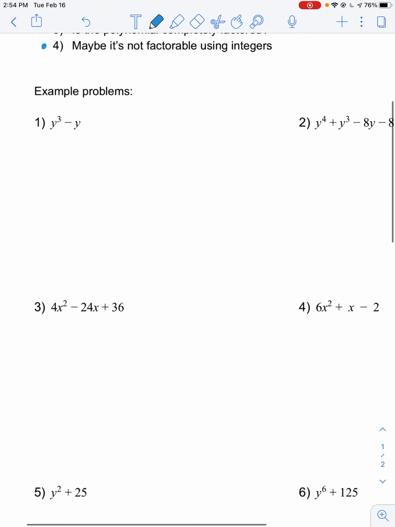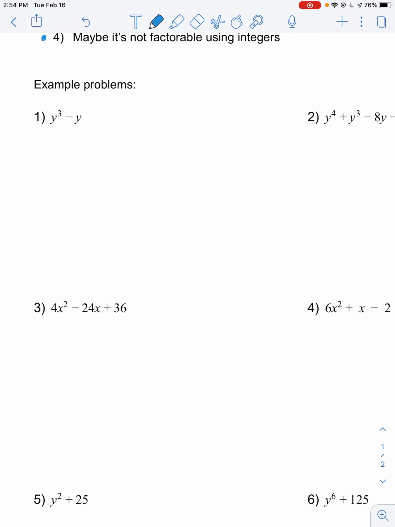So I have a series of example problems here that are supposed to illustrate a lot of these steps above. The first one, this does have a GCF. So the GCF is y. When I factor out that y, I end up with y squared minus 1.